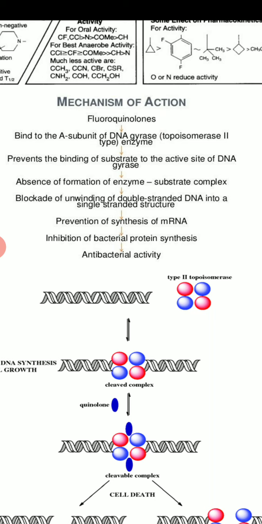Next, norfloxacin, that's all we know, that is given in diarrhea. The basic difference between norfloxacin and enoxacin: enoxacin is the first generation and norfloxacin is the second generation. The basic difference is in position 8. In case of enoxacin, that is nitrogen, but in case of norfloxacin, that is CH.